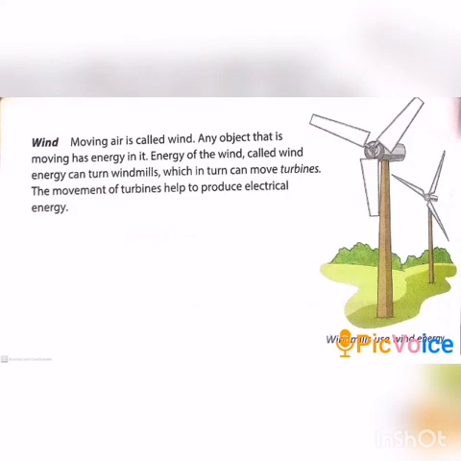Okay, in this lesson we learnt force, types of force, gravity, friction, work, machines, energy, and sources of energy.